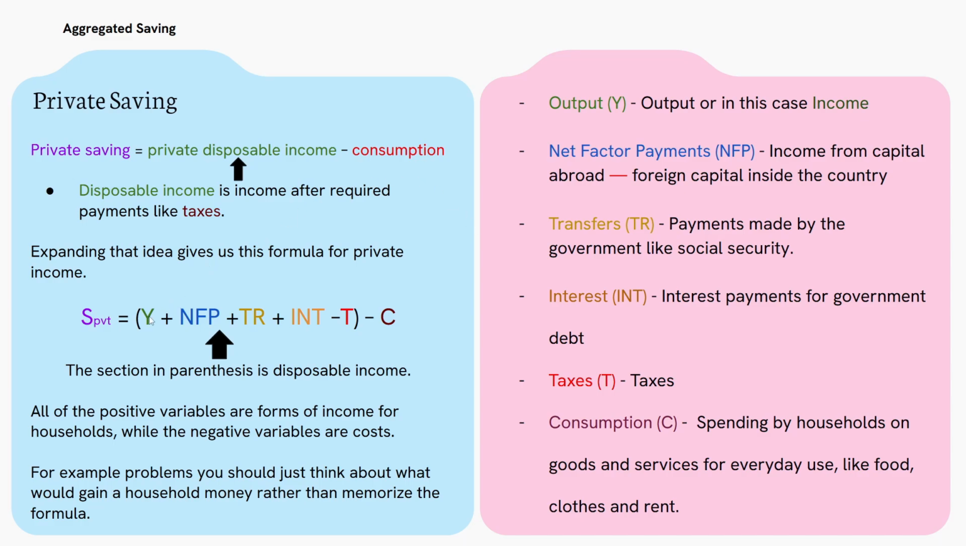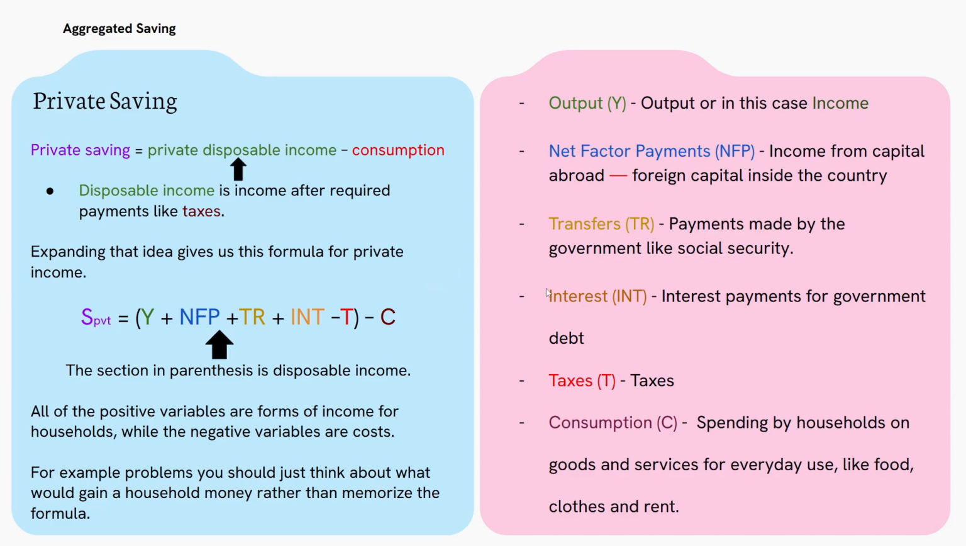So the variables in this section in parentheses are output, which in this case just means the same thing as income. So all the money you make from your job is your output, basically, plus net factor payments. Remember we talked about this earlier. It's all income from capital abroad minus foreign capital inside the country, plus transfers.